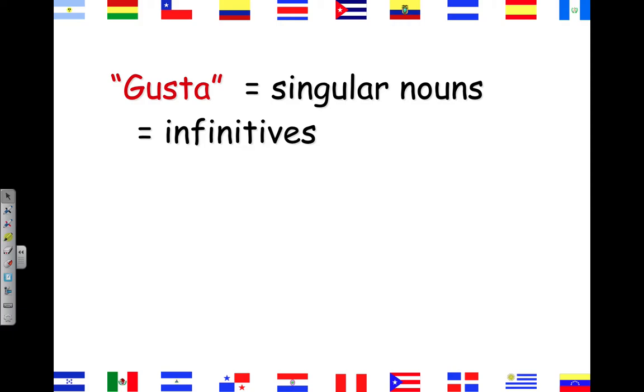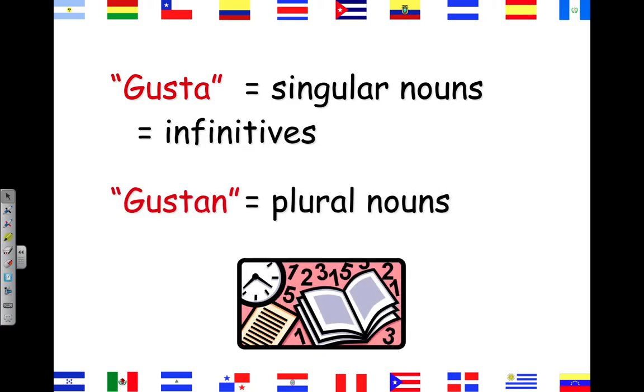We're going to use gusta for singular nouns and infinitives, and gustan for plural nouns. And that means it's the L form, regardless of the tense, when it's a singular noun or an infinitive. And it doesn't matter if you've got one infinitive or 17, you're going to use gusta. Use gustan when it's the ellos form, when it's plural nouns. So in the present tense, gusta, gustan. In the imperfect, gustaba, gustaban. In the future, gustará, gustarán. Okay, always those two forms.